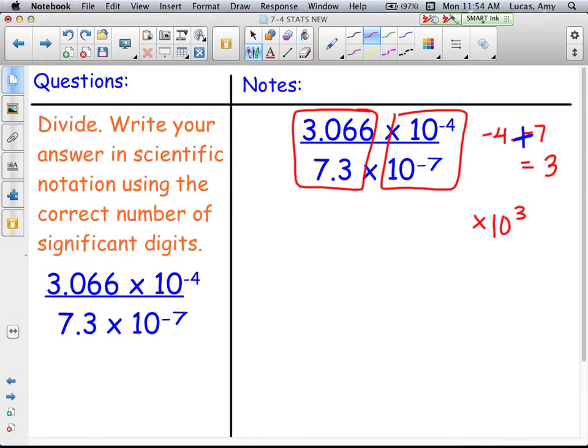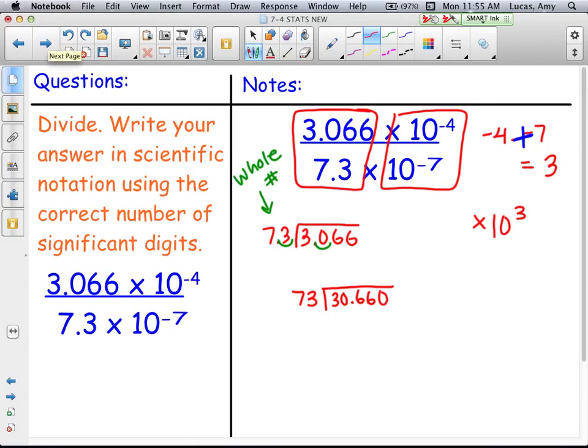Now, dividing 3.066 divided by 7.3. I will need to move my decimal point over one spot to get a whole number over here outside of the garage. So move it over one right here. And we are really dividing 73 into 30.66. I'm going to put a 0 on again just in case. I can bring up my decimal point.